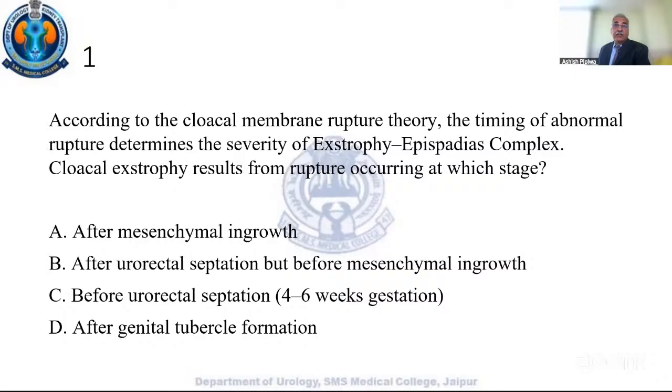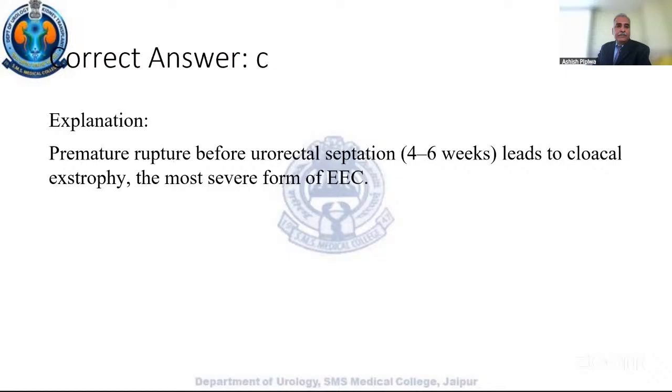So the urorectal septum actually divides these two. So before urorectal septation, and this actually happens, and the mesenchymal ingrowth, usually it prevents the medial migration of the mesenchymal tissue because the membrane gets ruptured prematurely. And as I said, genital tubercle formation is maybe a main initiating factor to the whole anomaly. So it usually occurs before there is a problem with the genital tubercle which actually leads to all these issues.